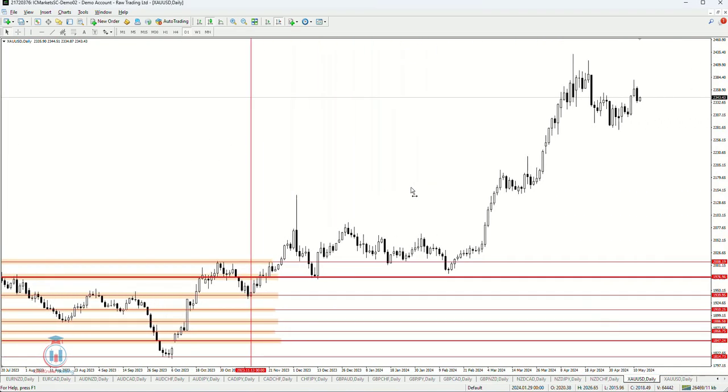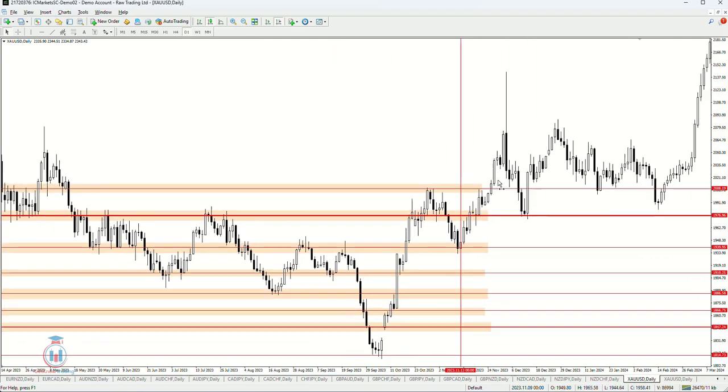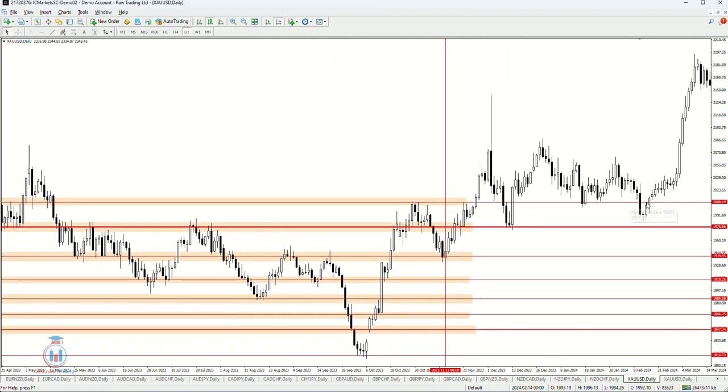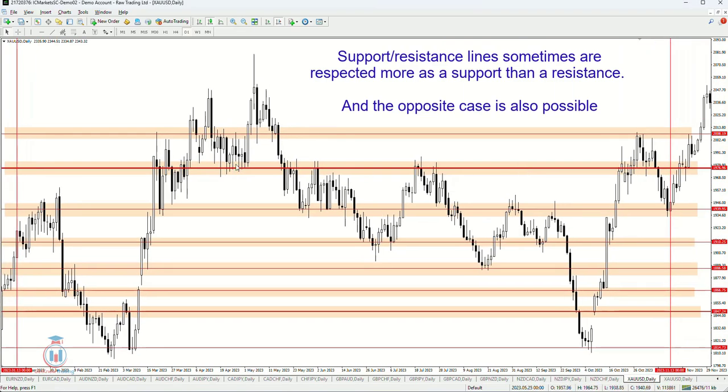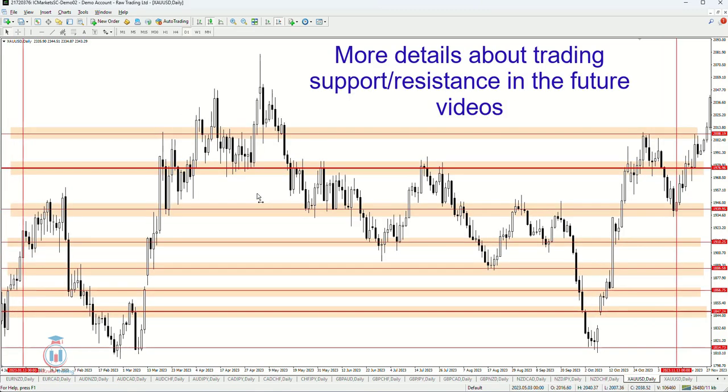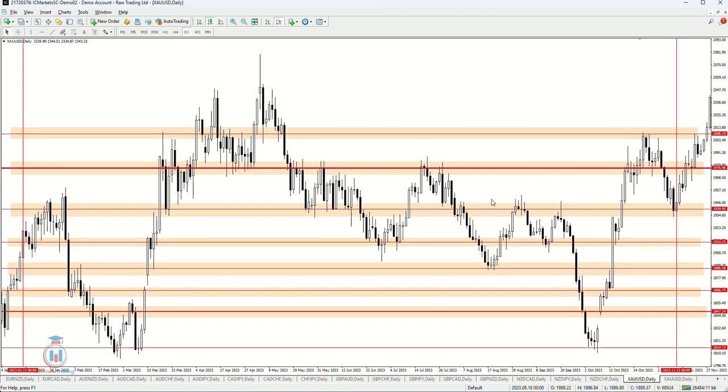If you take a look, for example, in the future, you can see that the price is following and respecting this line as a support and a resistance. Have in mind that some of these lines are respected much more as a support than as a resistance. You will see that also in the future video. I will show you how to trade these support and resistance lines with supply and demand, and you will see the idea when the price respects a support much better than a resistance.